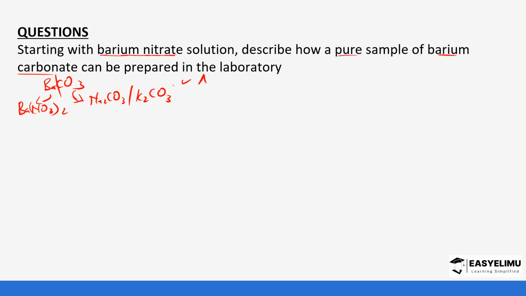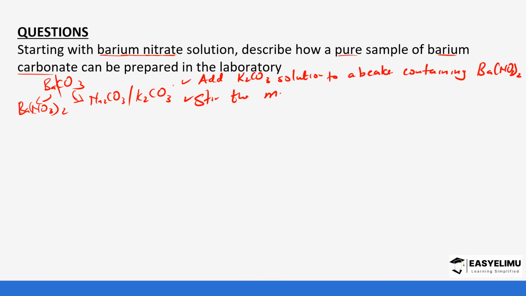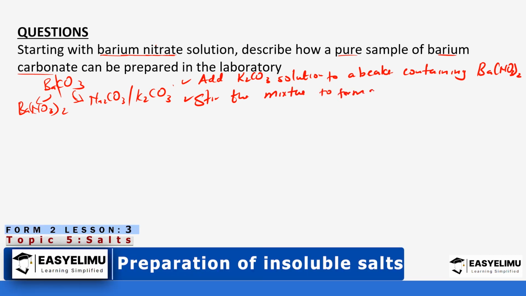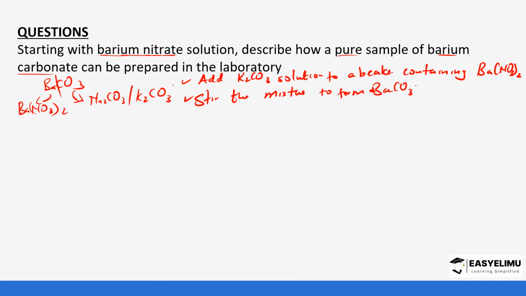So we add potassium carbonate solution into a beaker containing the barium nitrate solution, and then stir the mixture to form barium carbonate precipitate.